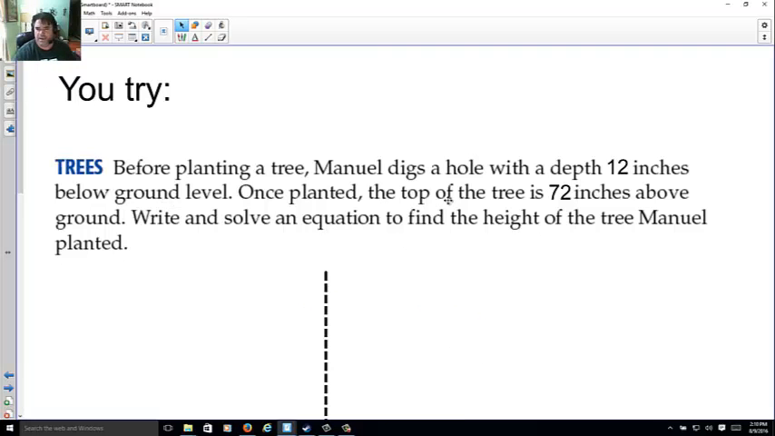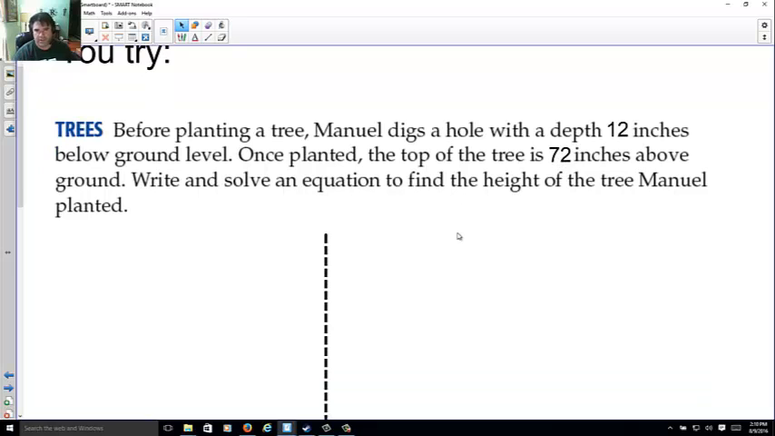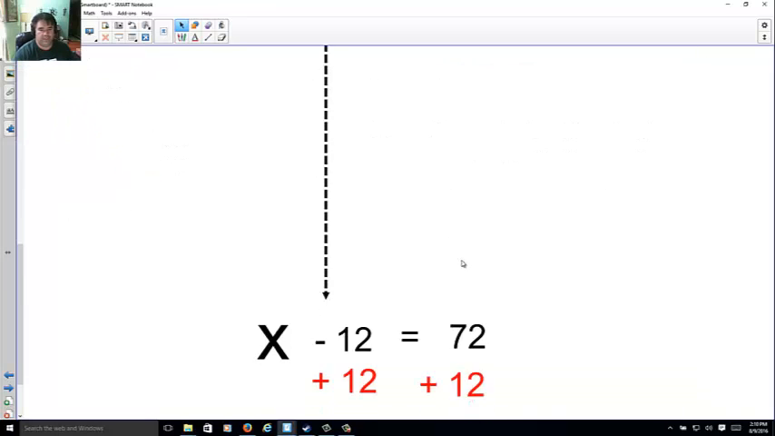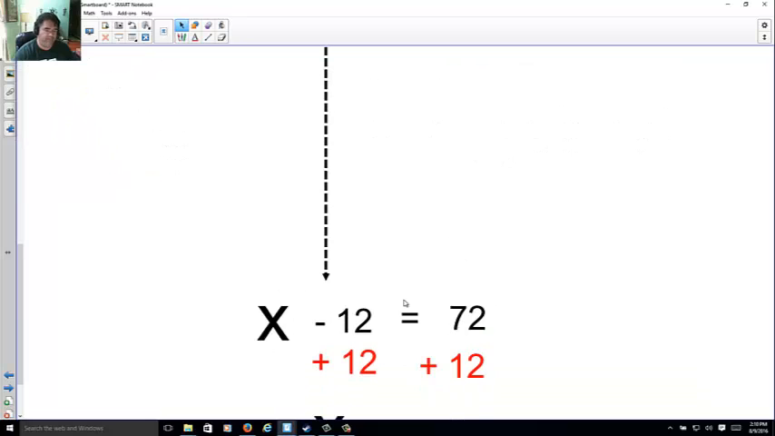You try. Same idea. Manuel keeps on digging. So now he has 12 inches below ground level, and he wants to be 72 inches above the ground. Go ahead this time. Try to solve. x minus 12 equals 72. Add 12 to both sides, excuse me. You get 84.